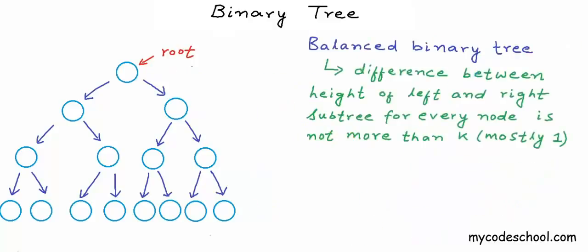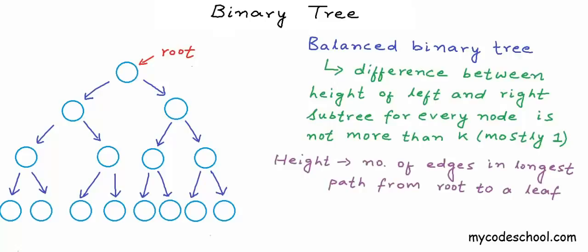We call a binary tree balanced binary tree if for each node the difference between height of left and right subtree is not more than some number k. Mostly k would be 1. So we can say that for each node difference between height of left and right subtree should not be more than 1. There is something that I want to talk about height of a tree.